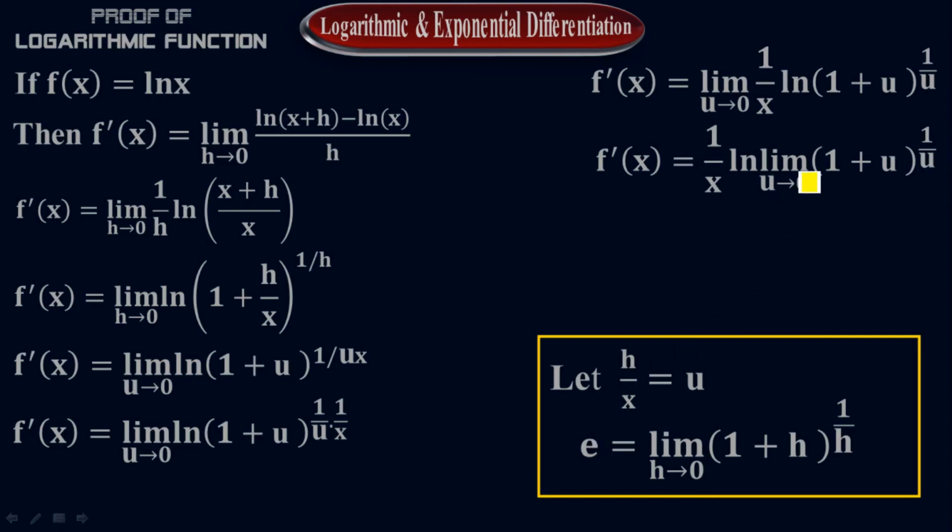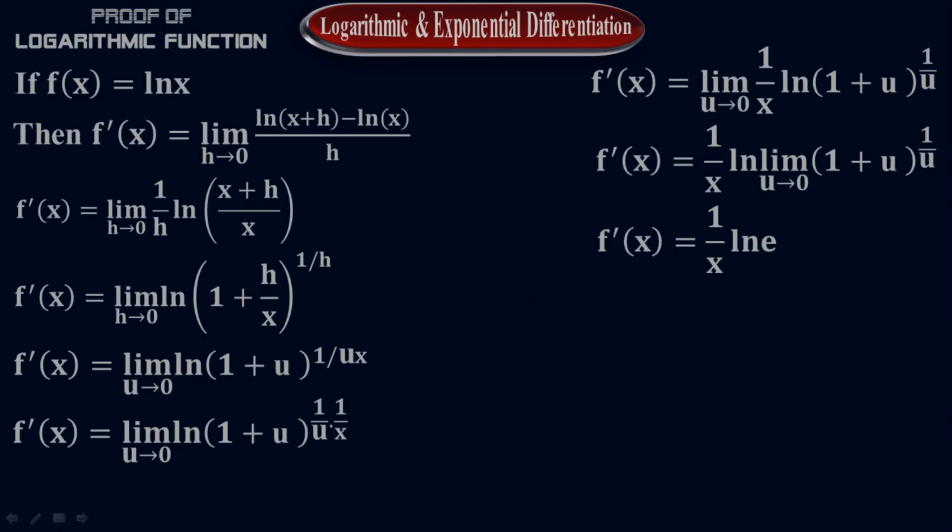Just plug e here. So I can write f prime of x equals 1 over x times natural log e. Now according to the rule, natural log e equals 1. So putting natural log e equals 1, I will have f prime of x equals 1 over x. There I got the derivative of natural log of x. This is the mathematical proof of that simple logarithmic function.